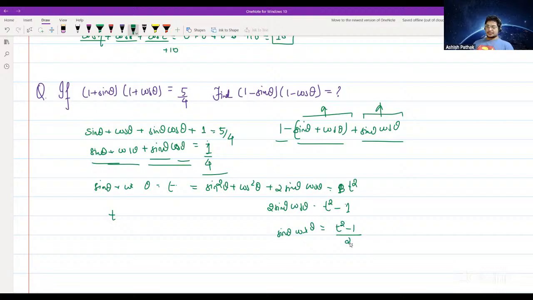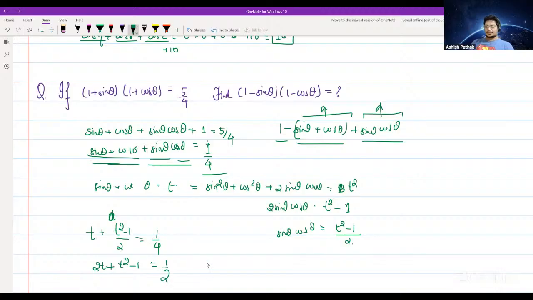Okay, you are getting this one. So with this one, we are getting the value as t, and with sine theta into cos theta, we are getting the value as (t square minus 1) by 2, which is equal to 1 by 4. Once you solve, you will get the value as 2t plus t square minus 1, that is equal to 1 over 2. Have you understood this part?